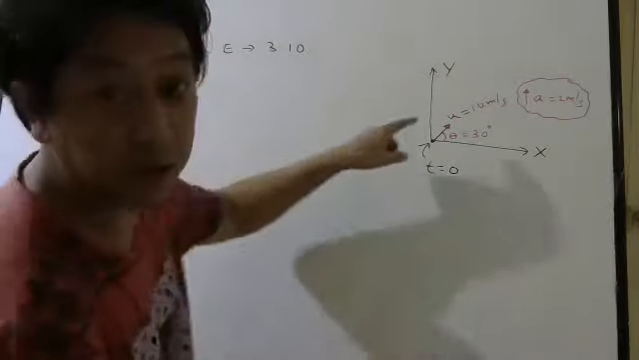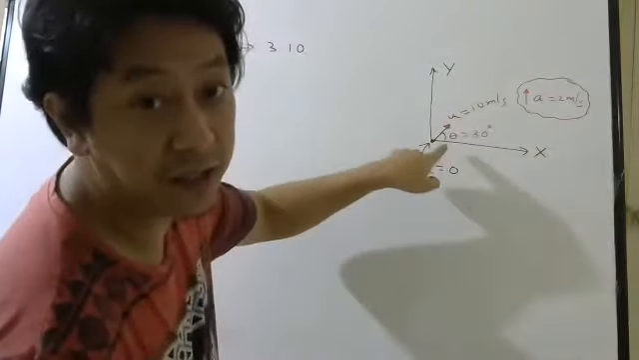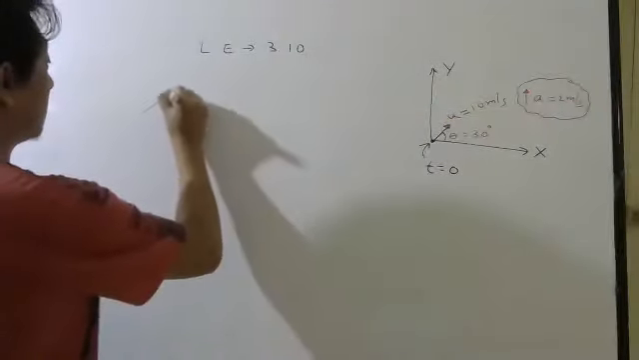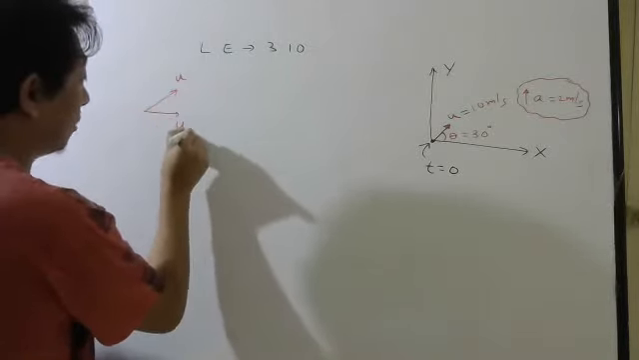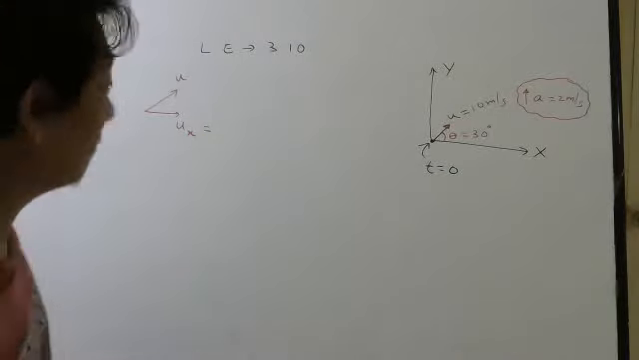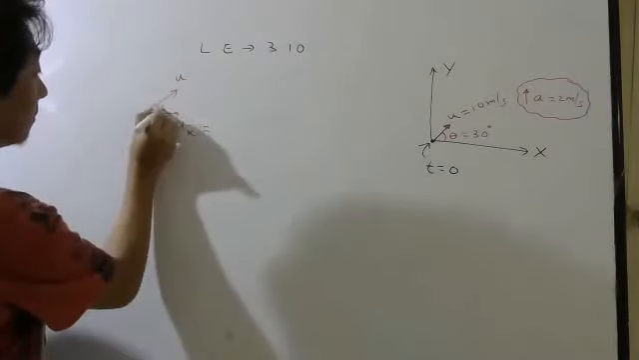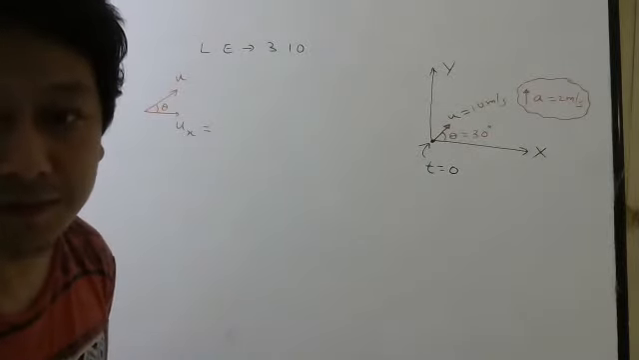First thing is given, look here. Initial velocity magnitude is 10, angle is 30 degrees. So let us take components. This is u, this is your x component ux. What will be ux, if this is theta? Advait, what will be ux?